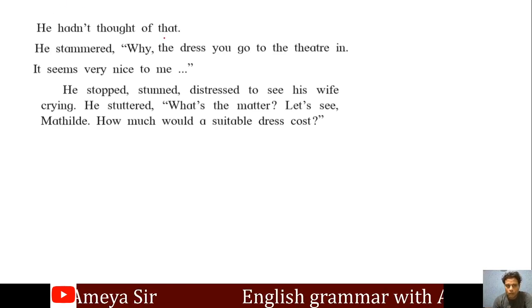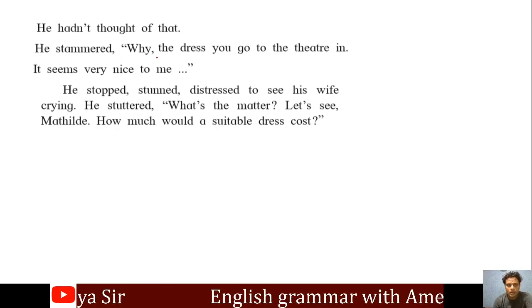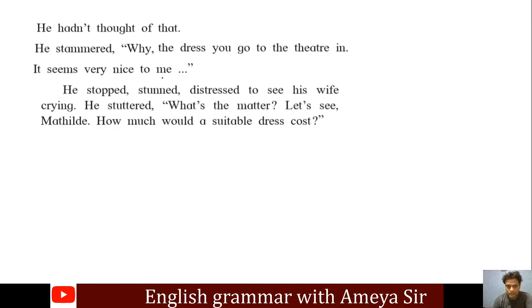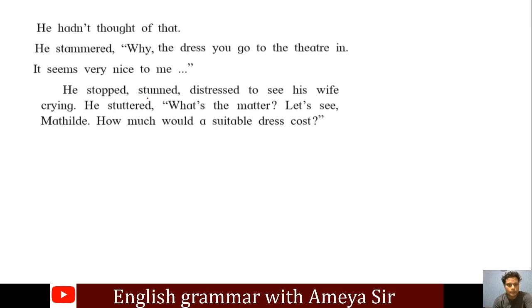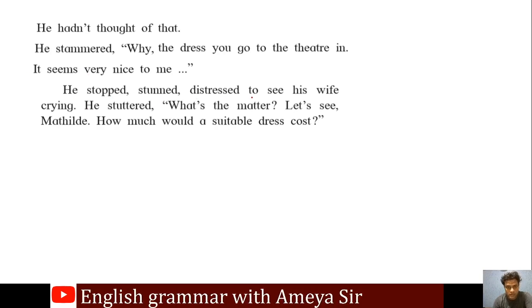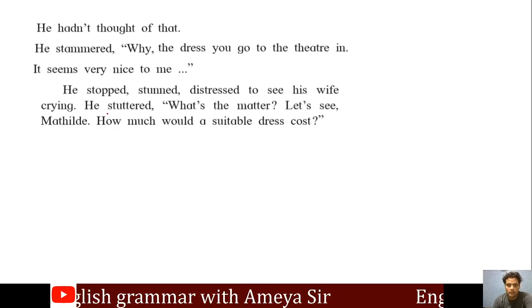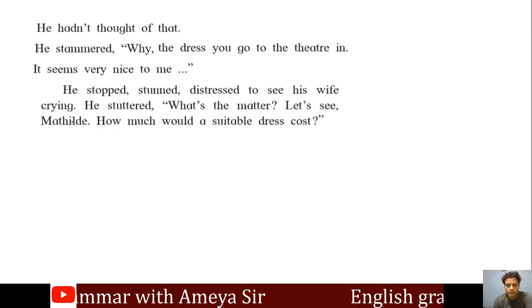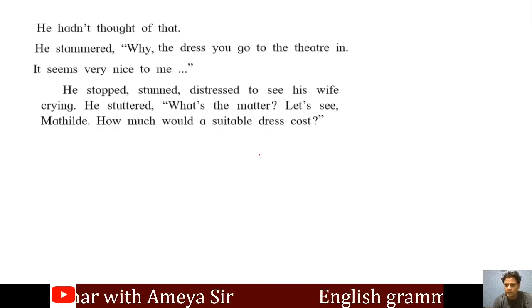He hadn't thought of that. He stammered, "Why, the dress you go to the theater in? It seems very nice to me." He stopped, stunned, distressed to see his wife crying. He stuttered, "What's the matter? Let's see, Matilda. How much would a suitable dress cost?"